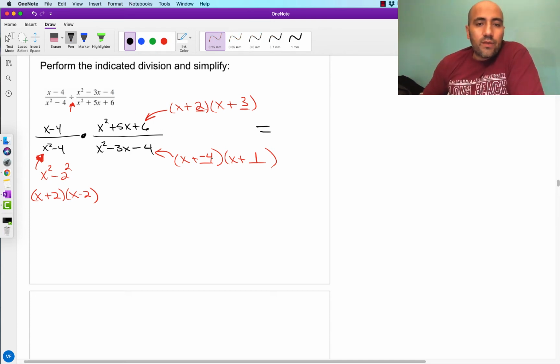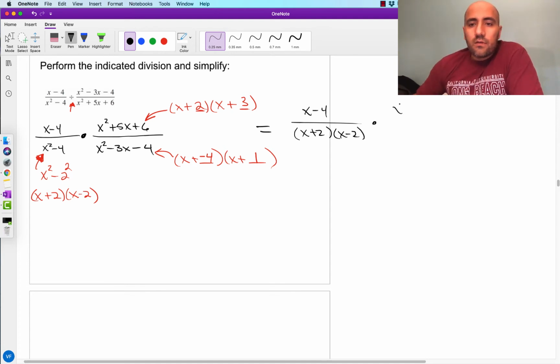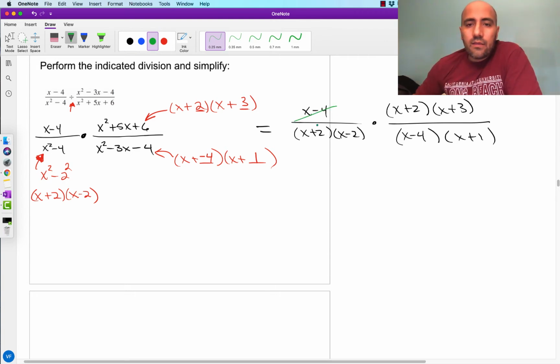So let's copy that whole thing down. This product now, this multiplication, is then going to be equal to x minus 4 divided by x plus 2 times x minus 2 times x plus 2 times x plus 3 divided by x minus 4 times x plus 1. Good. Okay, so now we get to do some canceling. This and this one reduce, and the plus 2 and the plus 2 reduce, and that's it. Nothing else reduces.